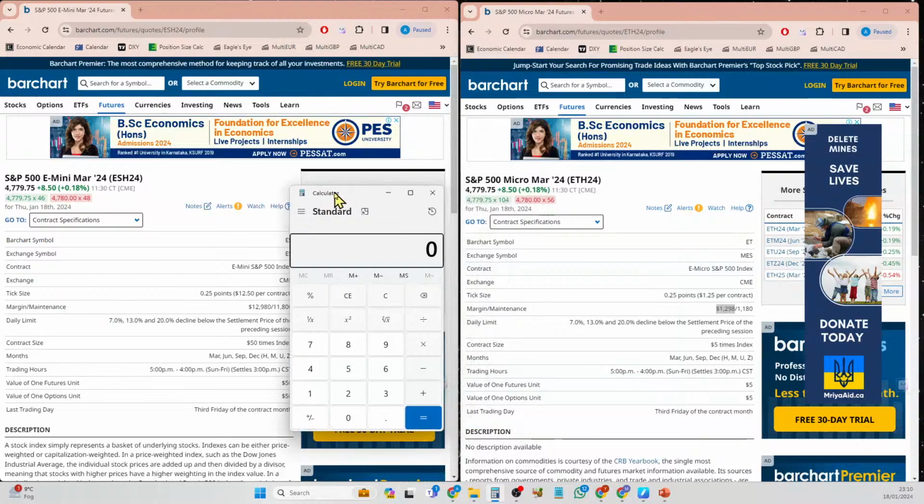Let's do it like this. Let's say $25,000 is your account balance, and the margin maintenance over here is 1298. So you can buy 19 micro contracts with the amount of money that you have in your account. So that is the purchasing power that you have when you are trading in micros.